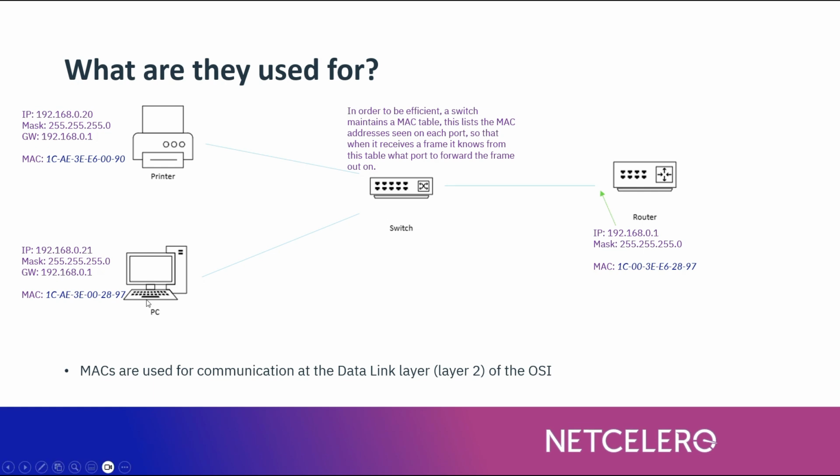So when it receives a packet from this PC, and this PC is trying to send it to the printer on this MAC address, it will send it out that port. It will not send it out the port to the router, it only sends out this port. It's very good for controlling capacity on links.